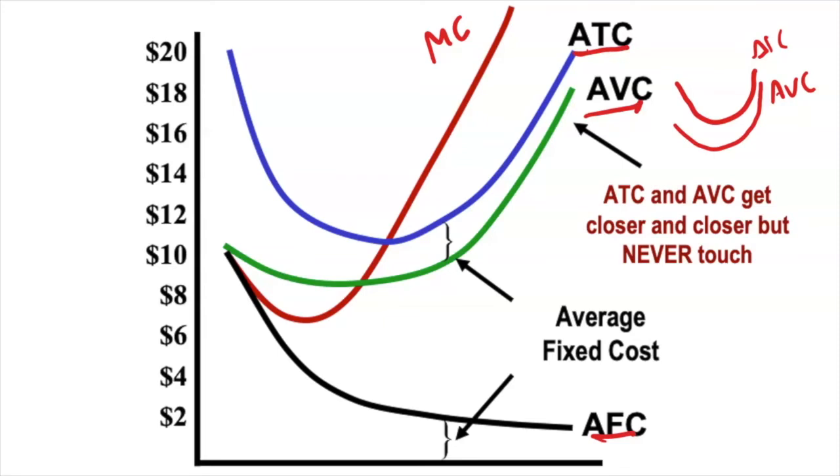And then the difference between our average total and our average variable is always going to be our average fixed cost here, right? So that's why we have this right here. And so why is this true?